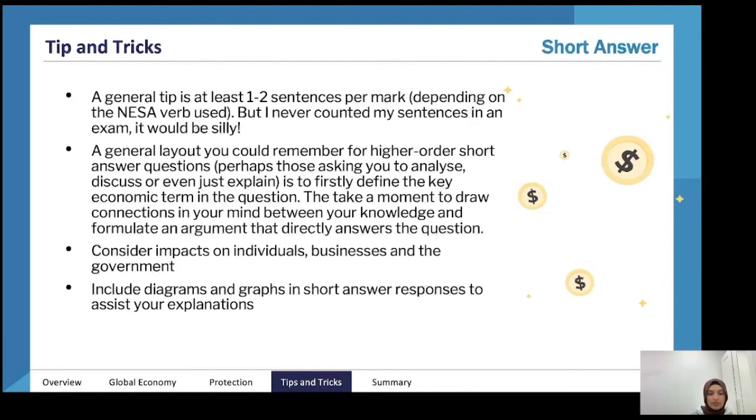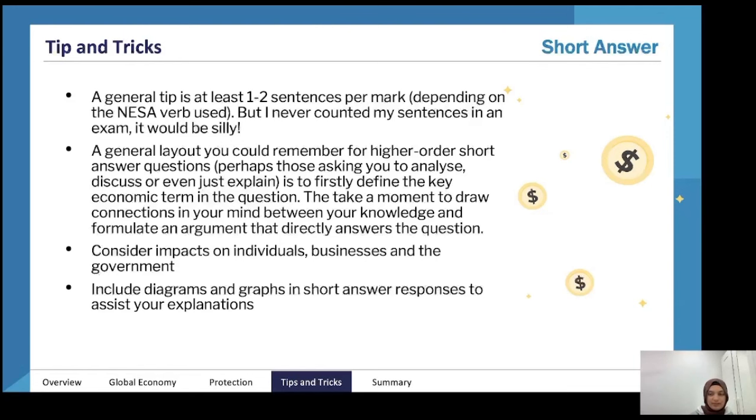And include diagrams and graphs in short answer responses to assist your explanations. This is not always the case, but this is often a question that students ask. I would suggest you don't always need to include it, especially for the lower mark questions. But if it's like a 6-7 marker, what you can do is just have a graph if you feel like it's adding value. If it's not adding value and you feel like you're wasting your time, obviously you don't have to.